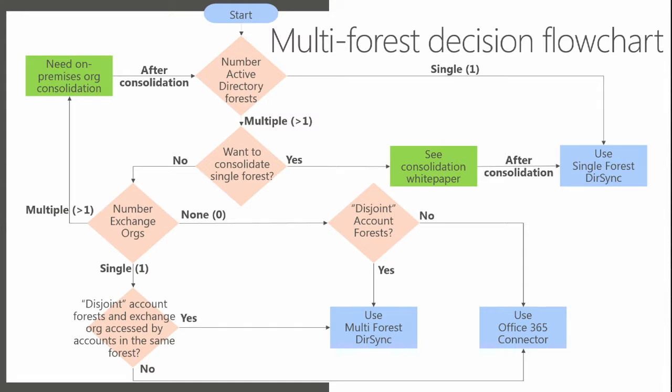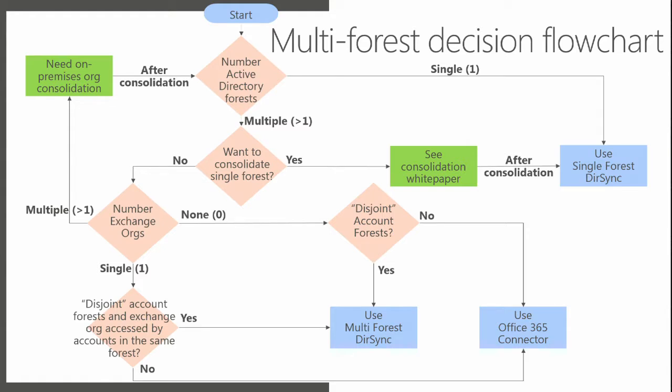I'll just walk through this flow chart from the top. If you only have one forest, you're good to go. You can head out to the right here and use the single forest DirSync, which is available directly to download. If you have multiple forests, then you've got to go down into the next box, and I'm going to ask you, do you want to consolidate them? It's likely the answer is no, otherwise you possibly would have done that already. A lot of large organizations have very complicated directories, but if you do want to consolidate, we have a nice white paper on TechNet that'll walk you through consolidating different account forests or resource forests.